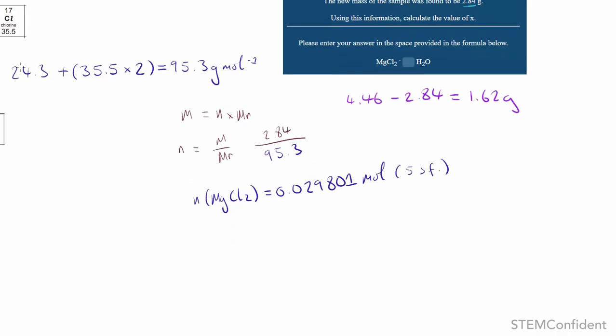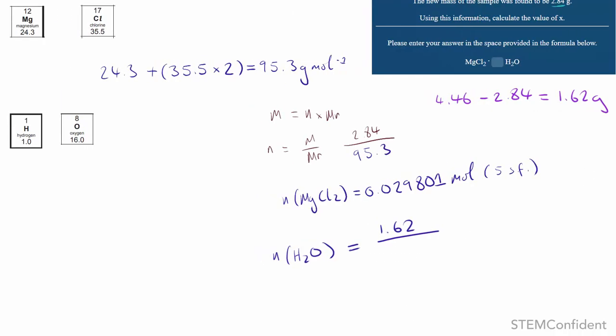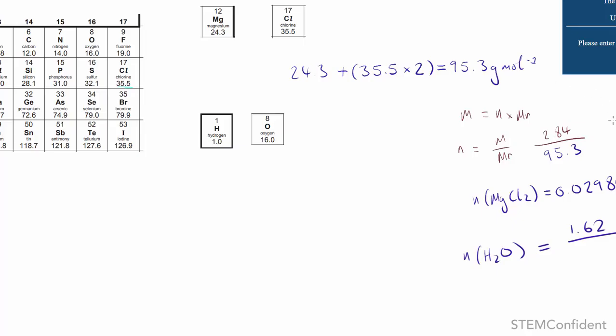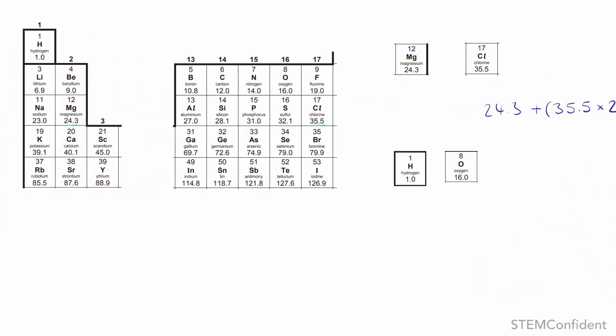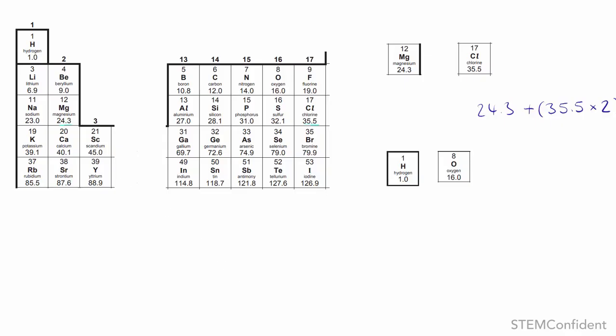So effectively, we would say that the number of moles of H2O is going to be equal to 1.62, and then we have to divide that by the molar mass of H2O. Now you may already know what the molar mass of H2O is. It's a very common number, but for the purpose of completeness, I'm going to work this out.